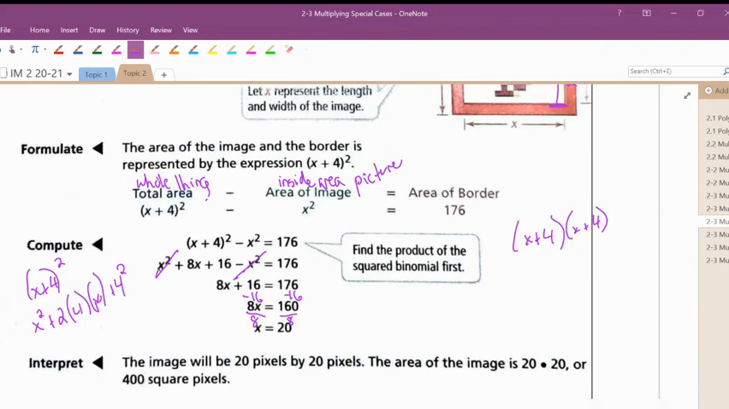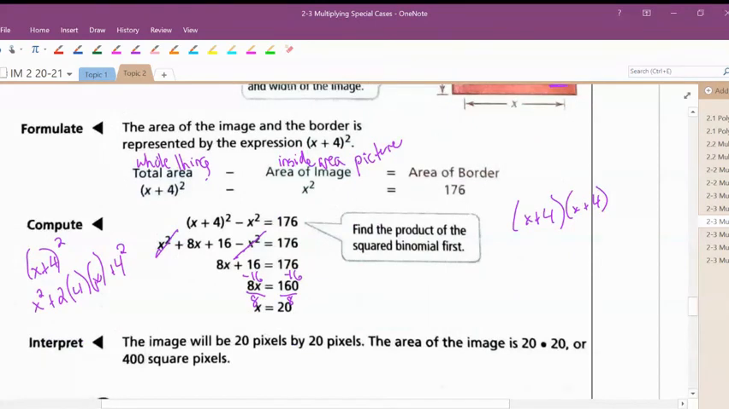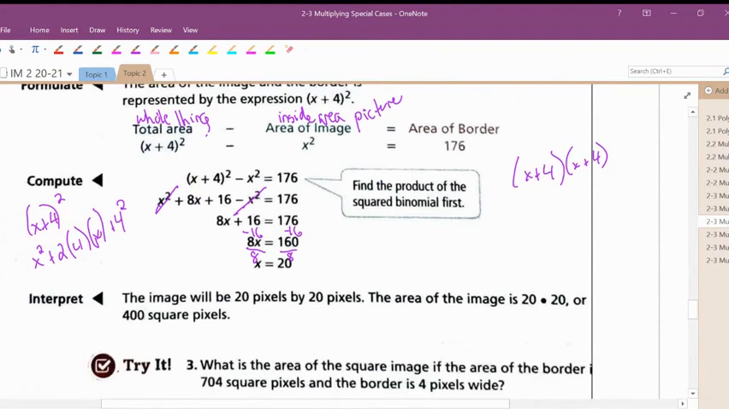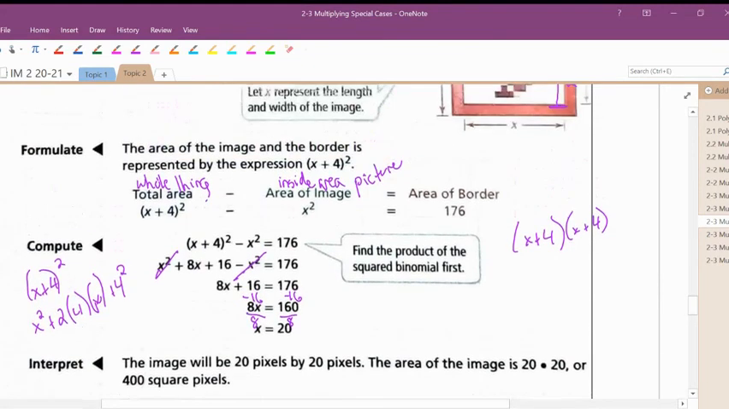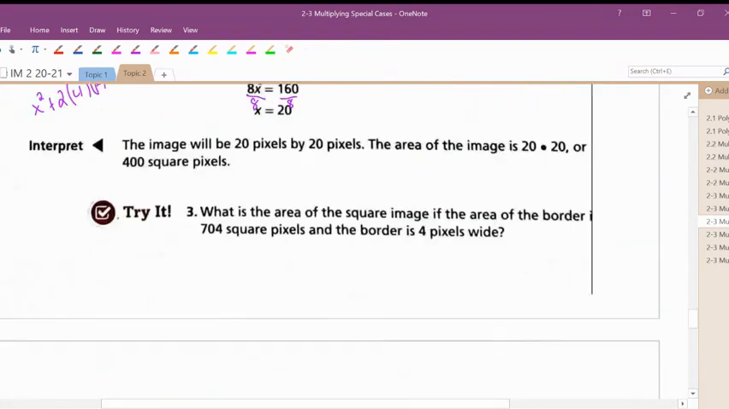So that's just of the image. The image will be 20 pixels by 20 pixels. The area of the image is 20 times 20, or 400 square pixels. Where we can use it in word problems, perimeter and area and that kind of thing.